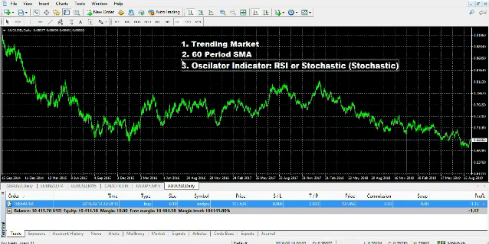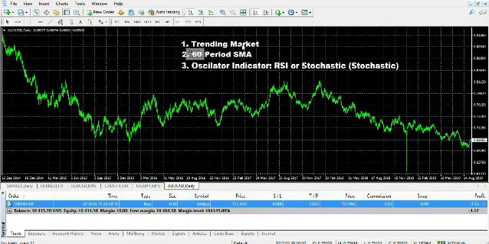We know everything we need, rather. So we know that we need a trending market, we know that we need a 60 period SMA, and then we know that we need an oscillator indicator like stochastic or RSI. So I'm going to stick with stochastic, which is my preferred indicator for this. So now we found a trending market. The next thing is our simple moving average.